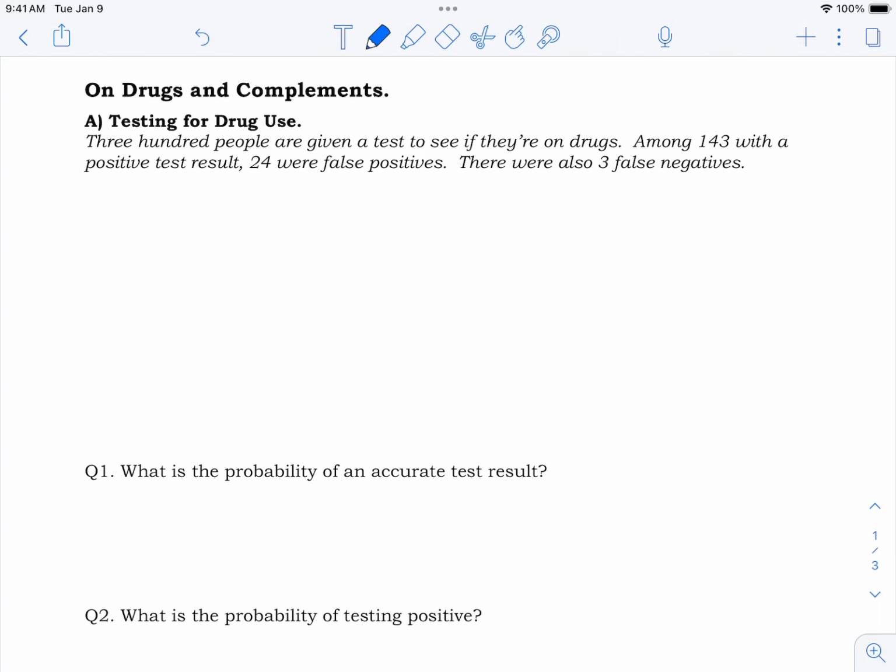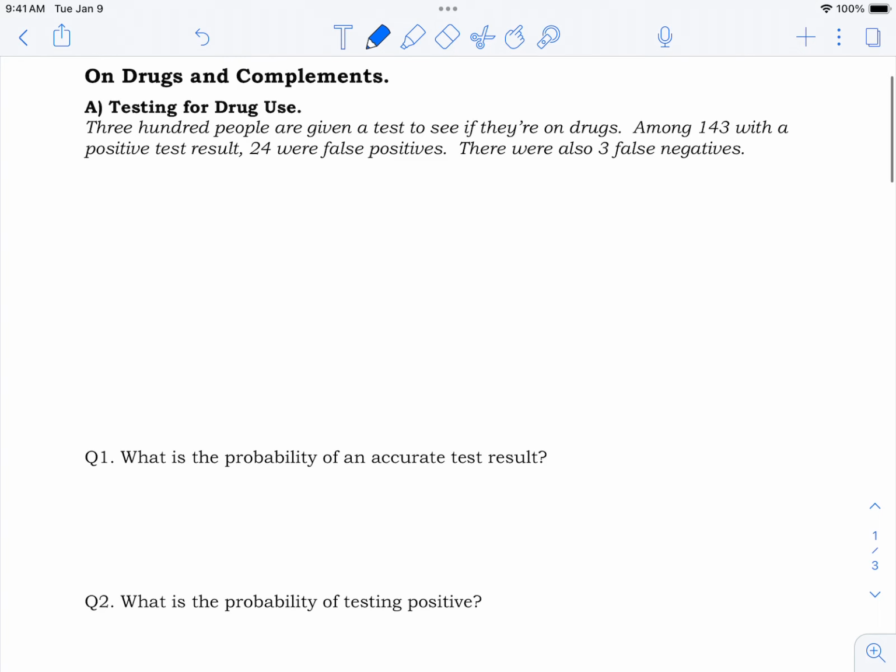So anyway, let's look at drug tests. These used to be in the news a lot. I don't know why they're not anymore, but they used to be in the news a lot. They were kind of unpopular.